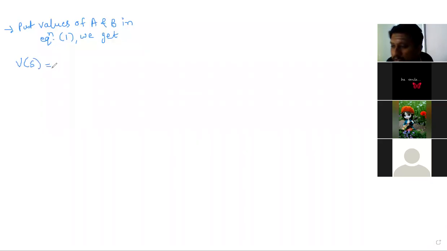Now put the values of A and B in equation number 1. Then what do we get? V of S is equal to, A value is how much? -2, no? Yes. -2 divided by S plus 1, next plus as it is, -6 divided by S plus 3. So this is my equation 2.